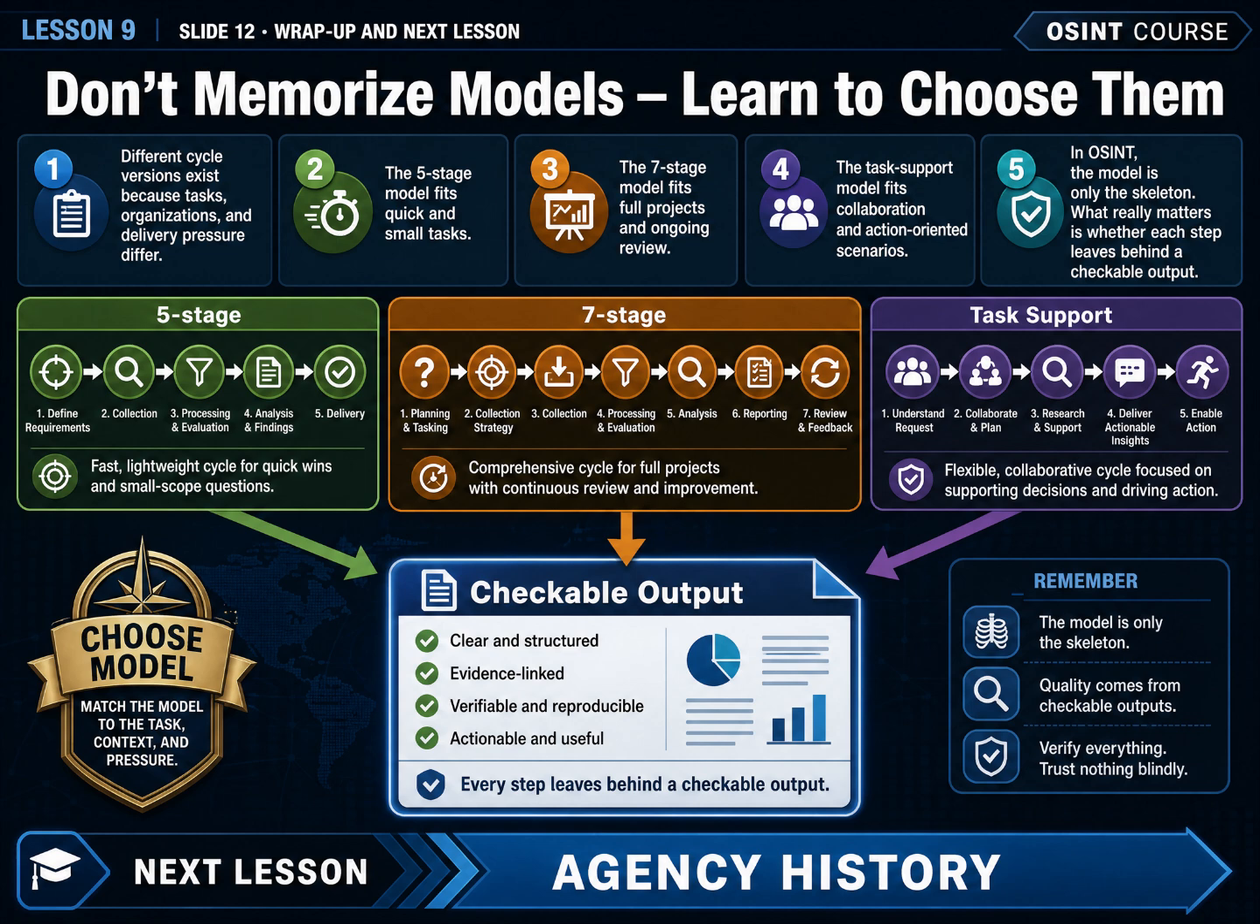Different intelligence cycle versions exist because tasks, organizations, and delivery pressure differ. The 5-stage model fits quick and small tasks. The 7-stage model fits full projects and ongoing review. Task support models fit collaboration and action-oriented situations. In OSINT, the model is only the skeleton. What matters is whether each step leaves behind a checkable output, and whether the final result can be revised when feedback arrives. In the next lesson, we move into the history of intelligence organizations.